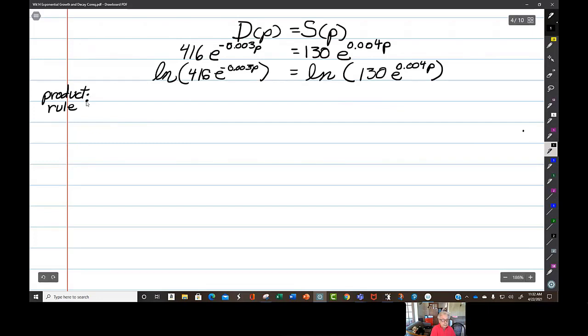Here's what that's going to give me. It's going to give me the ln of 416 plus the ln of e to the negative 0.003p. That's what the product rule does. Equals. Now, sometimes you've just got to guess that this is the best way to handle it, and then maybe try another way of handling it and see if that's the best way to handle it. That's how you build up expertise. This is my first time.